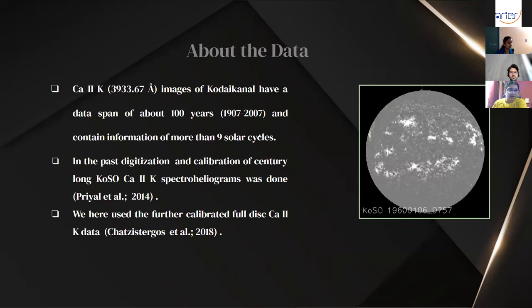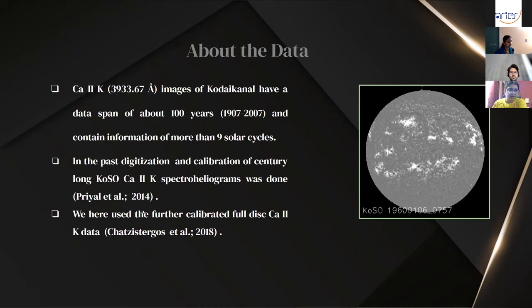For my work, the data I used was taken from Kodaikanal Solar Observatory. The image on the right is the calcium K full disk image from Kodaikanal. The calcium K line has a wavelength of 3933.67 angstrom. This data spans about 100 years, from 1907 to 2007, and covers more than 9 solar cycles.